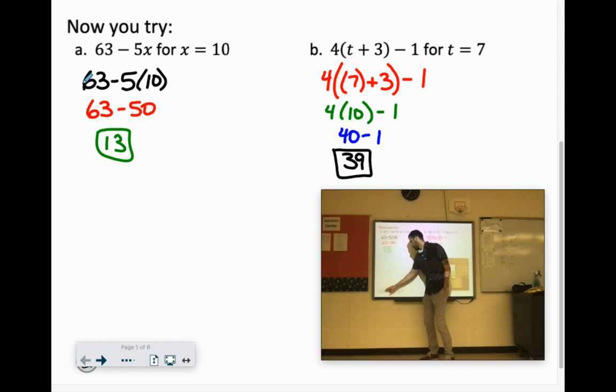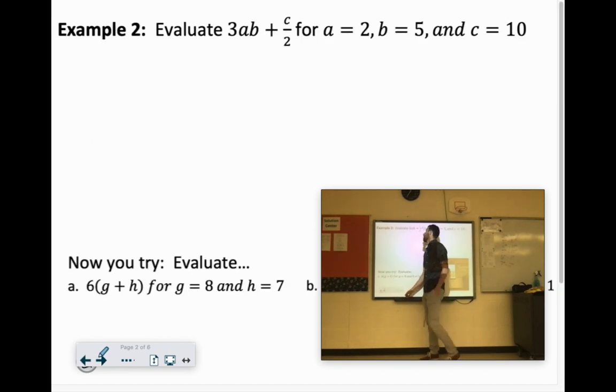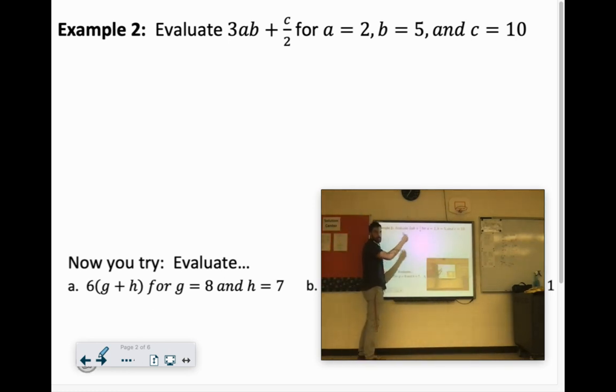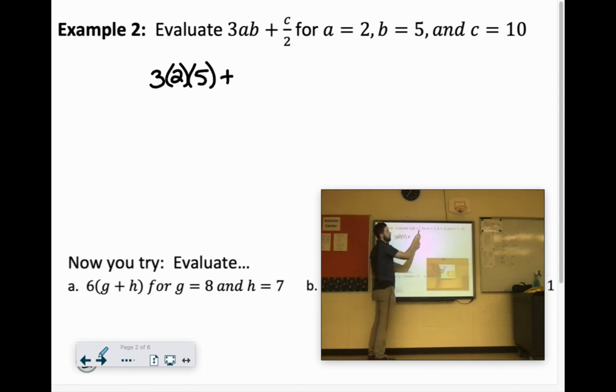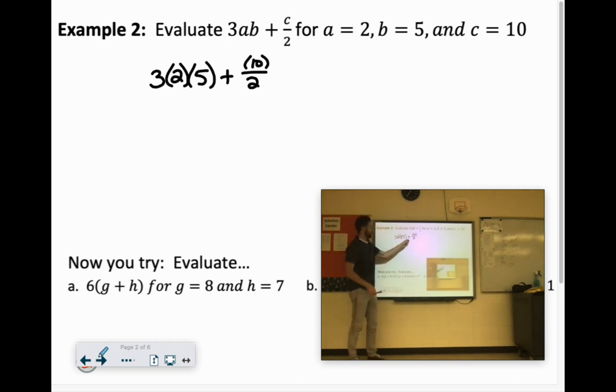All right, let's try some more out. Ooh, this one's a little trickier. We've got more variables here. So 3ab, which again means 3 times a times b. So 3, a is 2, b is 5, and then it says plus c over 2. C is 10 divided by 2. Let's think our order of operations. We have multiplication, we have addition, we have division. We're going to do multiplication and division first from left to right. So we have 3 times 2 is 6.